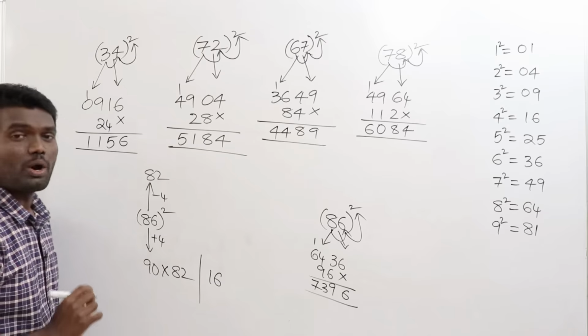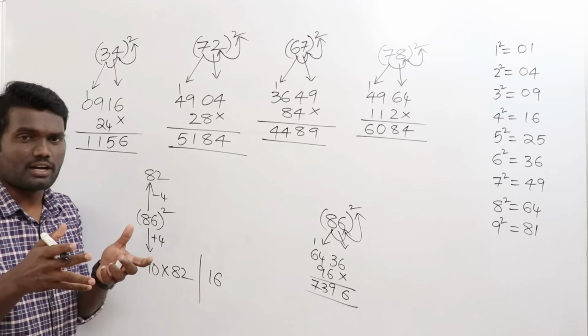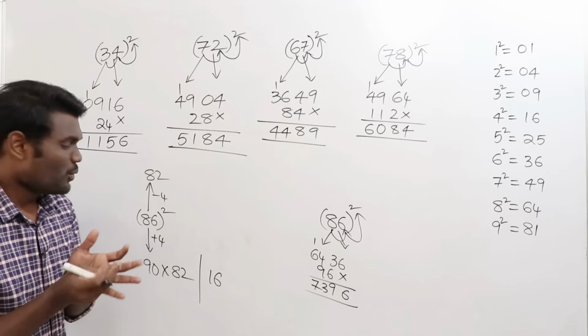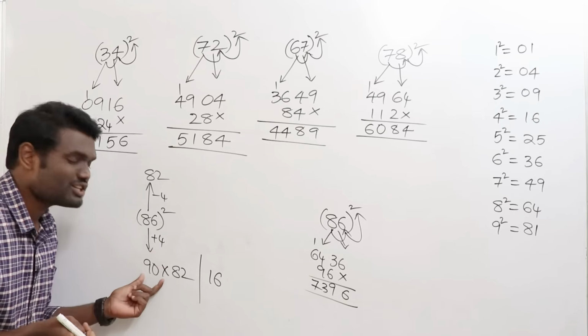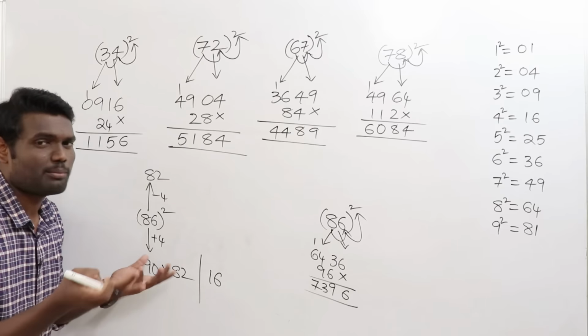Now, multiplying 86 into 86 is going to be complicated. So the reason we do this is that we are converting the double digit number into a single digit number. Why? Because 90 into something or 9 into something will be the same.